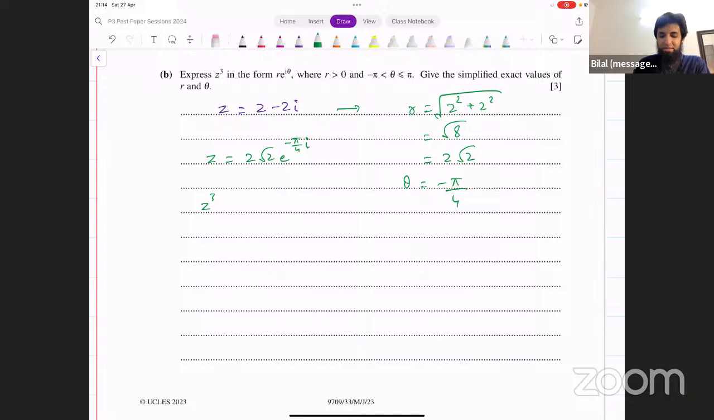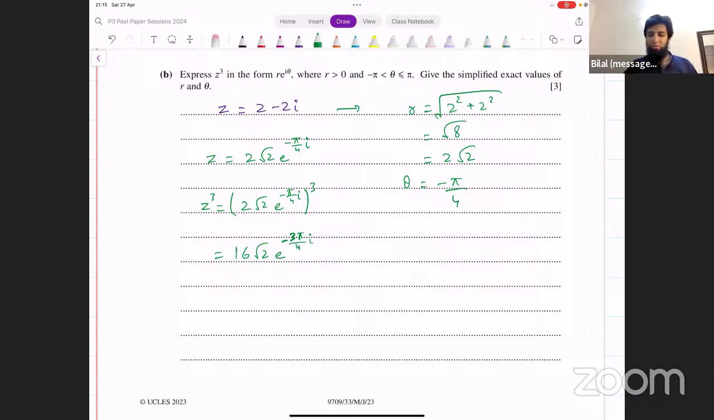Let's take cube on both sides, and that gives us 2 under root 2 e raised to power minus pi over 4 iota, whole cube. What do we get from that? 2 under root 2 cubed is 16 under root 2. The power gets multiplied with the power of e here, and that gives us e raised to power minus 3 pi over 4 iota.